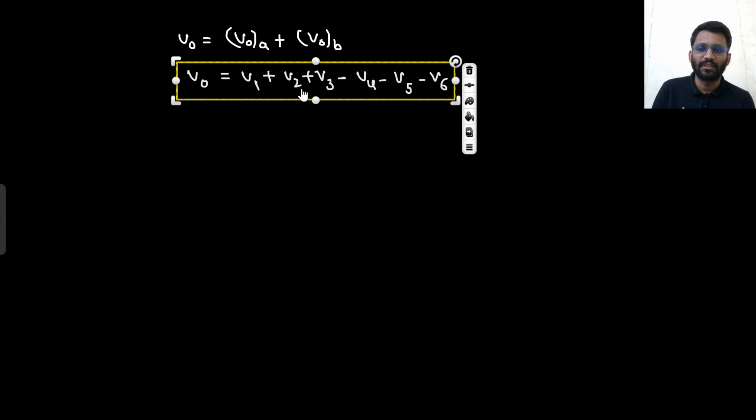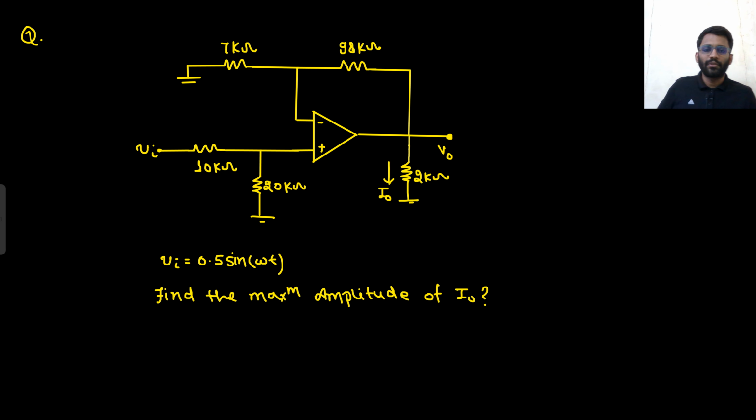Well and good. Let's move towards the next question now. In this question you need to find the I naught current. The I naught current is the current going into this 2 kilo. You need to find the maximum amplitude of I naught. So simply find the I naught current, then you can write down the maximum amplitude as well.